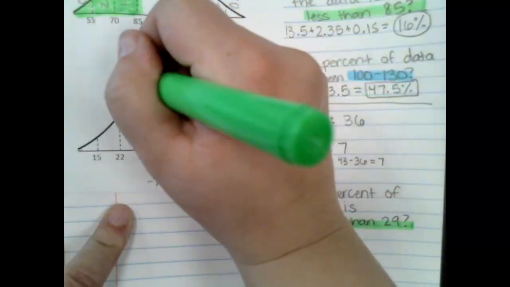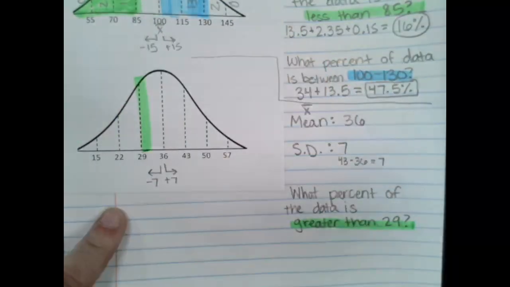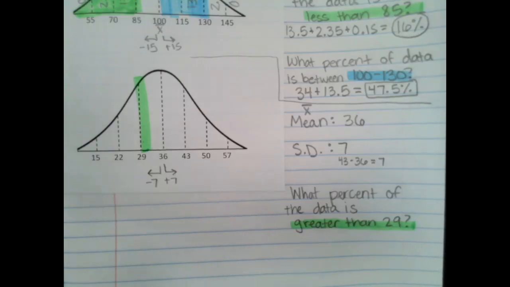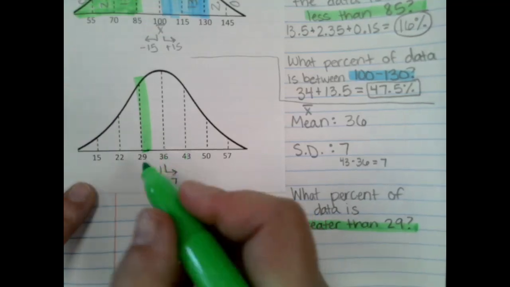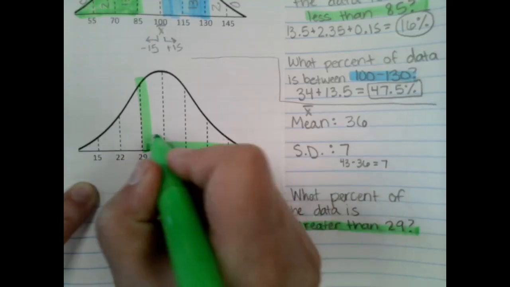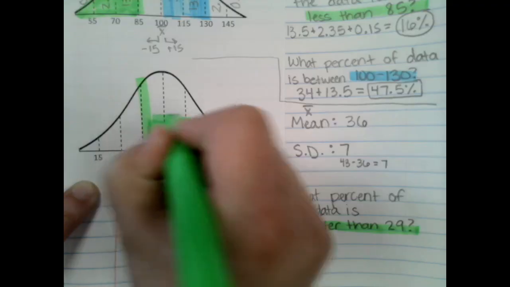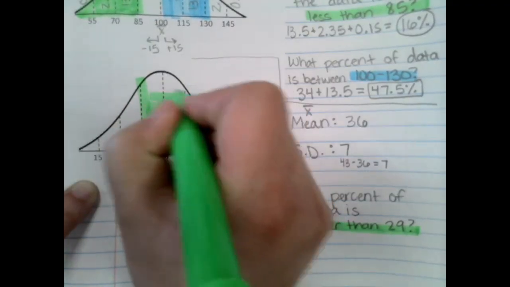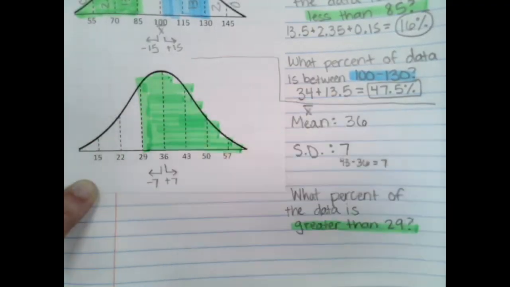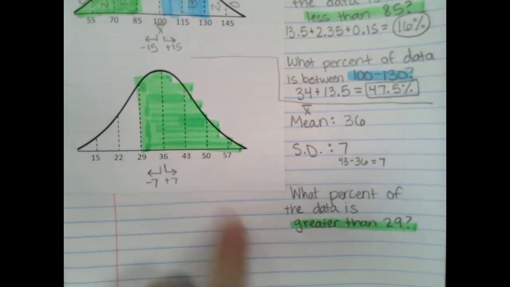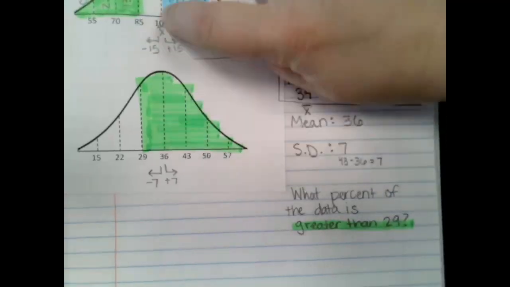As I take a look, 29 is here, and I'm looking for greater. So do I want to go right or left? We would go right. Yep. So we're going to find the area of this shaded region here. What's nice is we already had those numbers written down, so I'm just going to look up and down.